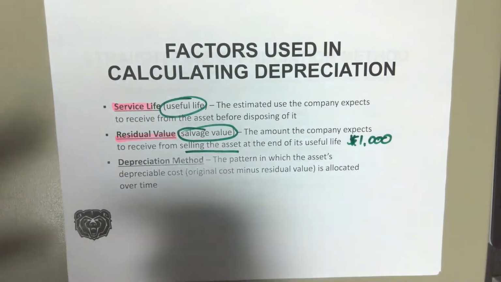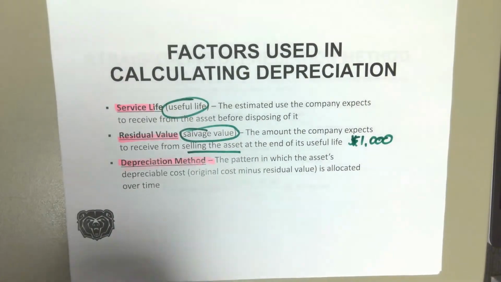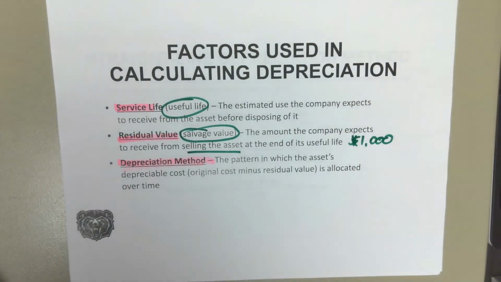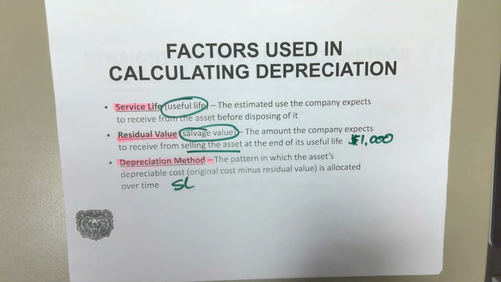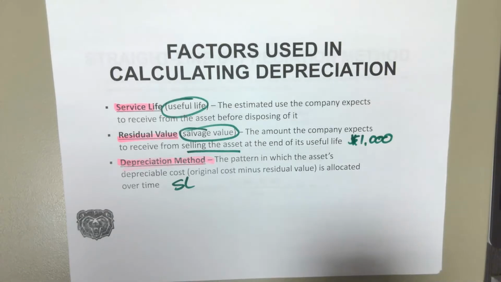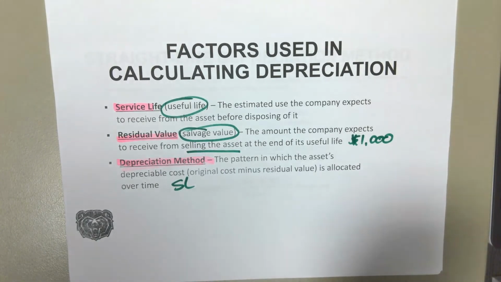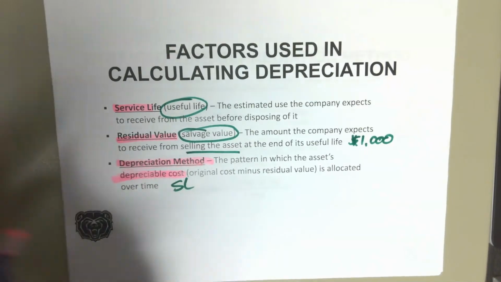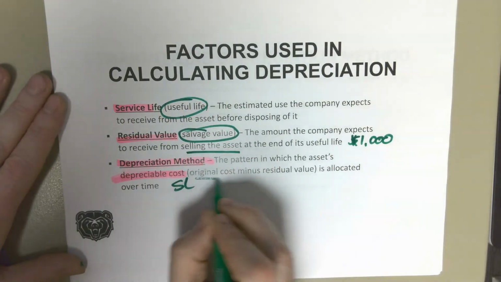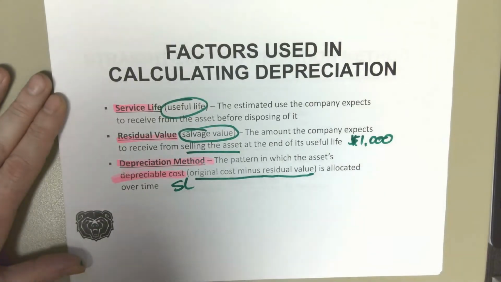The third one that we'll talk about is depreciation method. There's only going to be one in this class, and it's going to be straight line. So when you see SL, that's just straight line depreciation. And just know that when we say depreciable cost, it's its original cost minus its residual value.